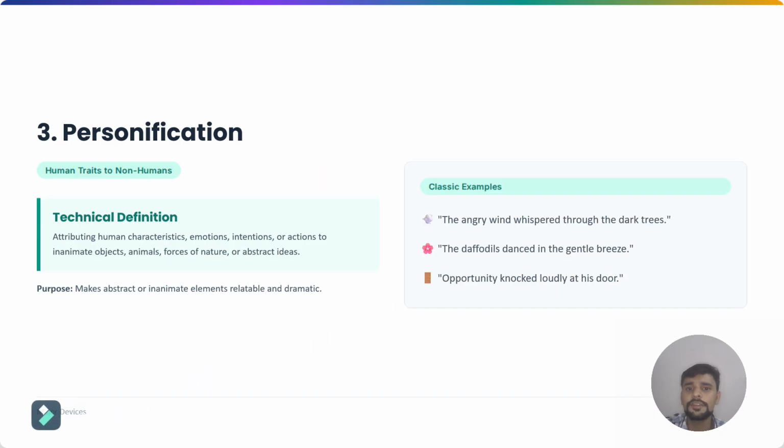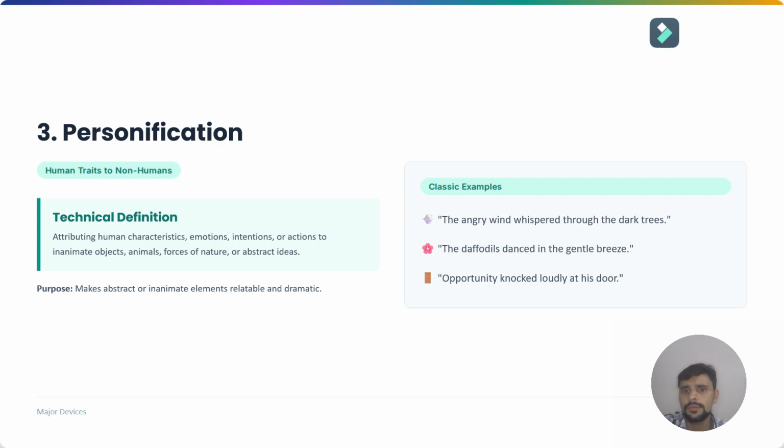Now let's introduce personification. Personification happens when we give human qualities, emotions, actions, or intentions to something that is not human. For example, the angry wind whispered through the dark trees. Wind cannot literally become angry, and wind does not have vocal cords with which to whisper. But we give the wind human behavior.